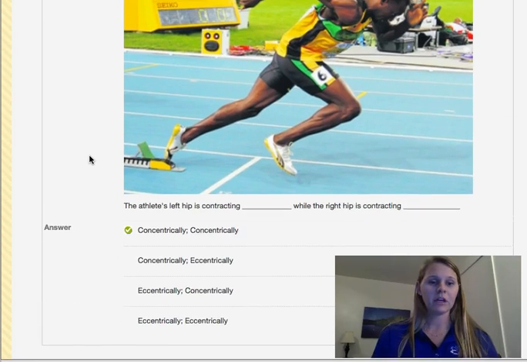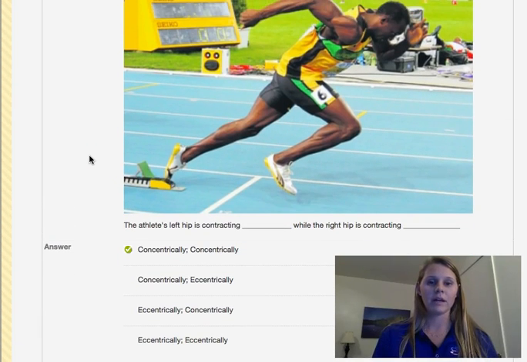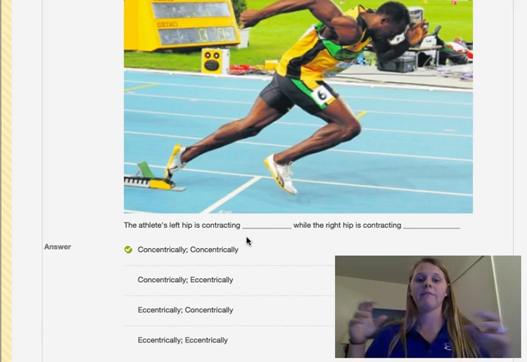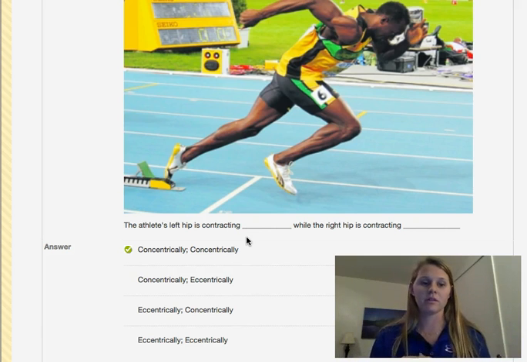The athlete's left hip is contracting blank, while the right hip is contracting blank. So he's loaded here, he's sprinting, he's coming right out of the gate, and his hip is contracting concentrically, which means his muscles are shortening. It's a quick burst, and he's not fully elongating all of his muscles. So the left hip is contracting concentrically here, all right, while the right hip is contracting concentrically here.